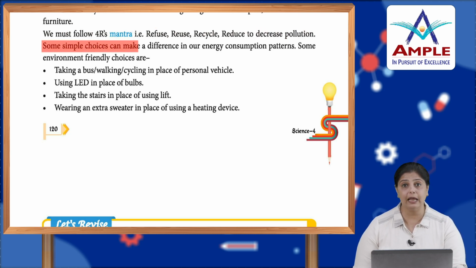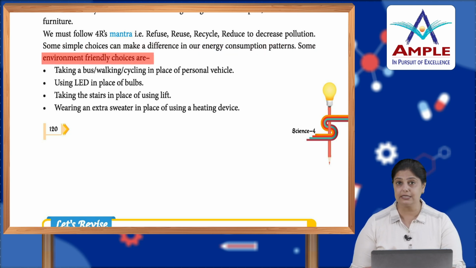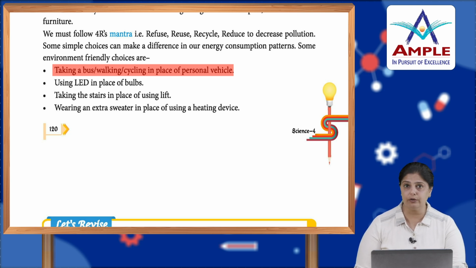Some simple choices can make a big difference in our energy consumption patterns. So, some environment friendly choices are, okay, what we can do. Take a bus, walk, cycle in place of your personal vehicle. Instead of taking out your vehicle just to go to the market, you can always walk down or use a cycle, or use public transport.